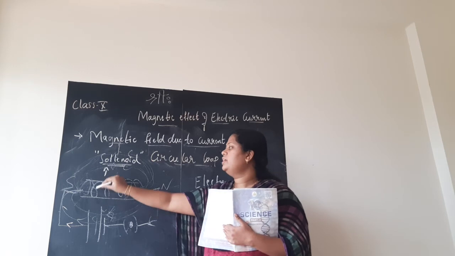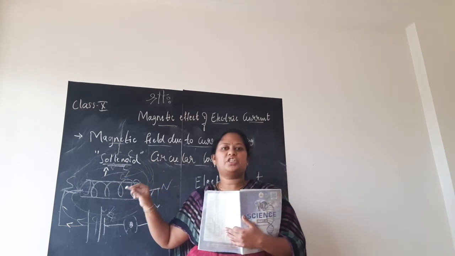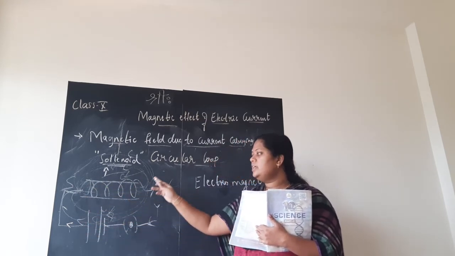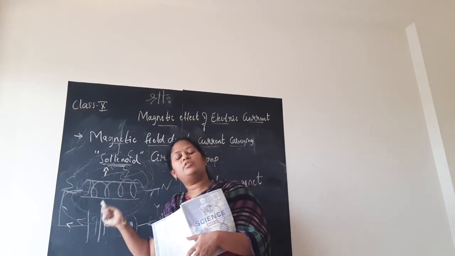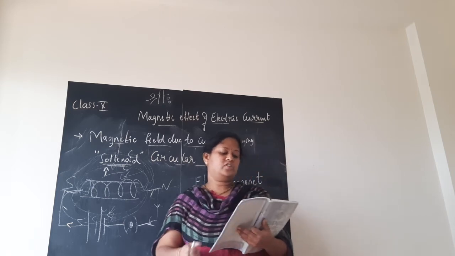In one loop, if the current is flowing in this direction, in the second loop the current will not flow in the reverse direction. In all the loops, the same current is flowing in the same direction, which means the magnetic field is also produced in the same direction. Hence, we can add up their magnetic field strength, children.